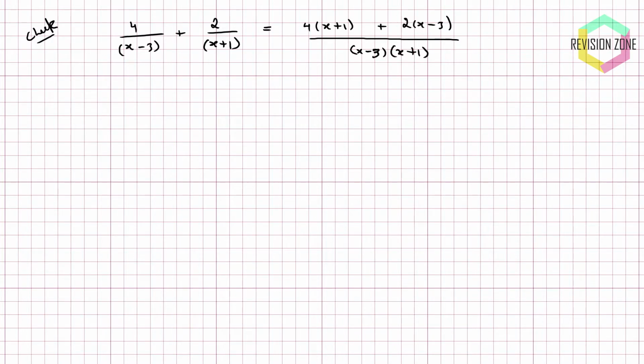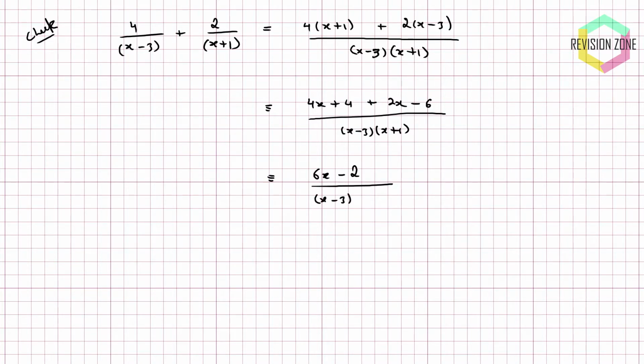And of course, the top then gives me 4x plus 4 plus 2x minus 6, and then the denominator is x minus 3, x plus 1. Unsurprisingly, the 4x and the 2x combine to give me the 6x, and the 4 minus 6 is actually minus 2. So indeed, the answer we worked out is the right partial fraction form. So let's move on to the next example.